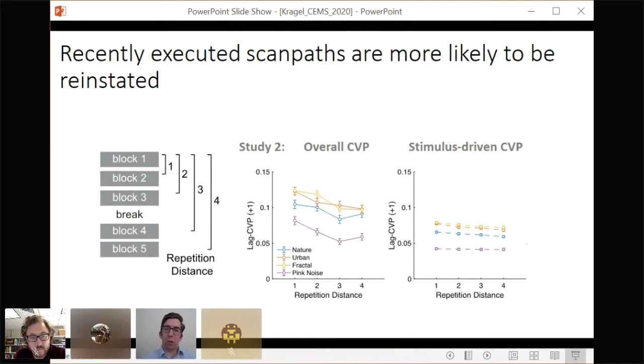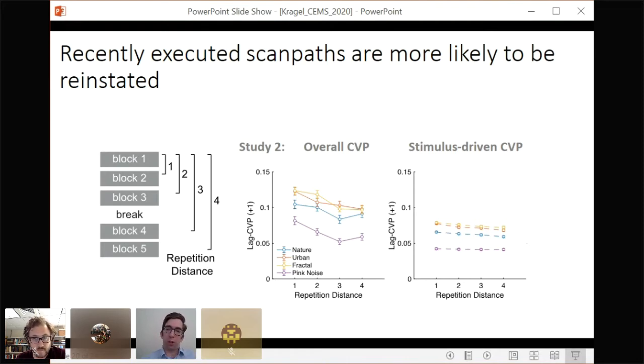This is data from study 2. For all these plots, on the x-axis, I'm showing you the repetition distance. If you remember, all of these experiments are shown in 5 sequential blocks of all of the scenes. We can compute the same reinstatement measures, but instead of looking at the most previous block, we can break it down. For example, from block 5 to block 1 would give you a repetition distance of 4. And if it's a memory that's further away, you might imagine you're less likely to show reinstatement of eye movements that you made during that time.